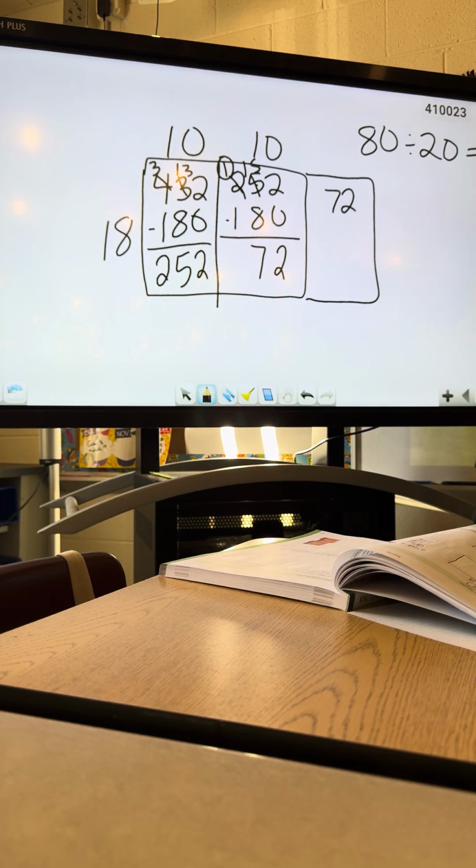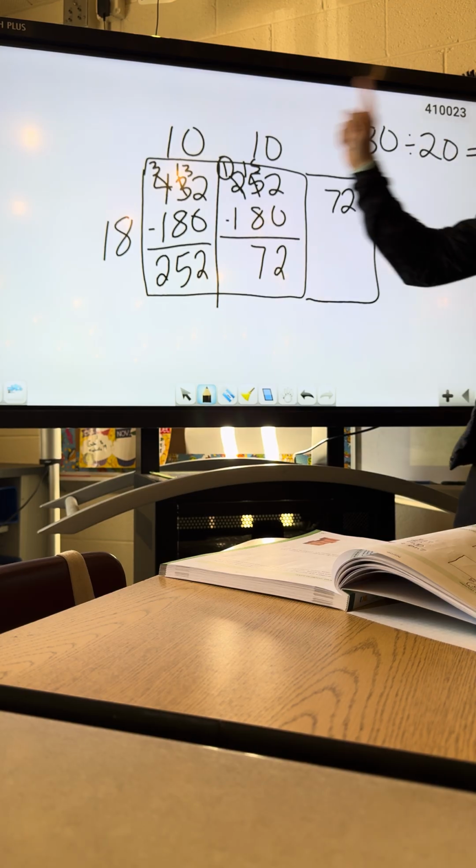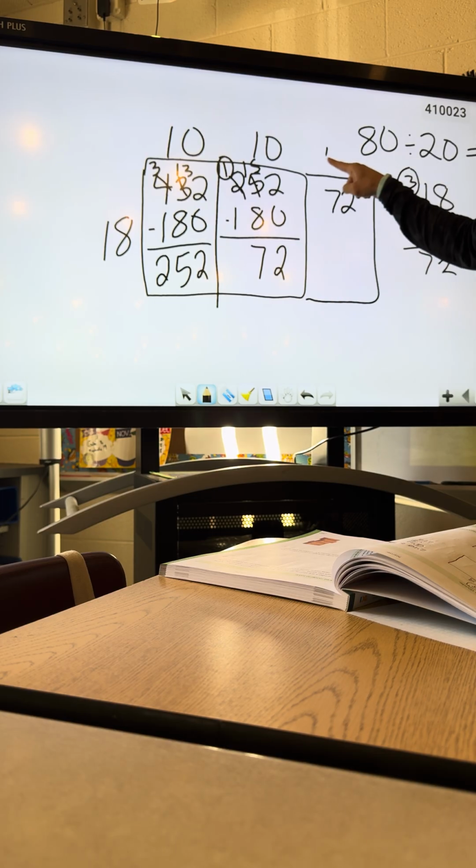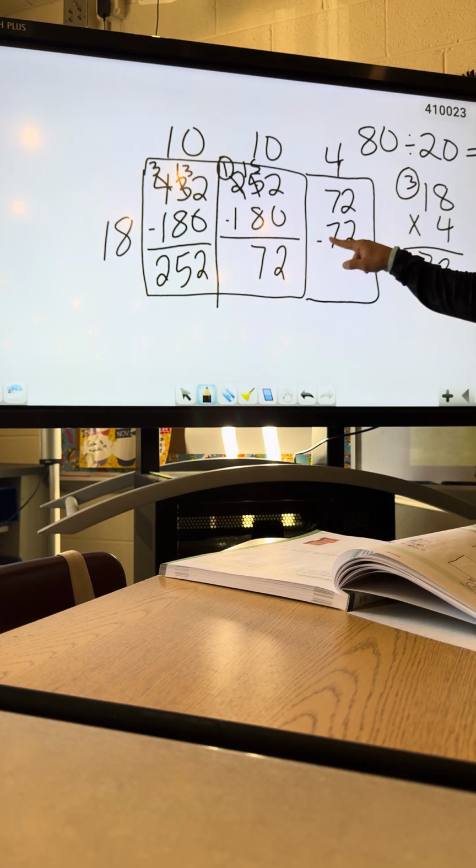I'm going to test that. I'm going to see if 4 is a good answer. 18 times 4, off to the side. I'm hoping to land on 72. 4 times 8 is 32. 4 times 1 is 4, plus 3 is 7, and there it is. That is my answer. So I have 4 more groups of 18, which we said is equal to 72.